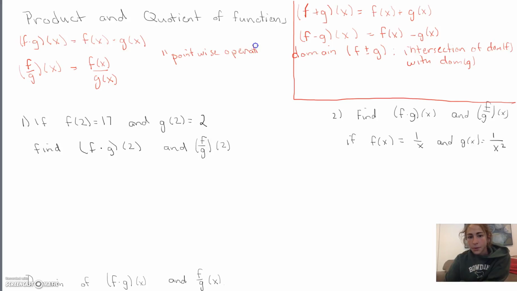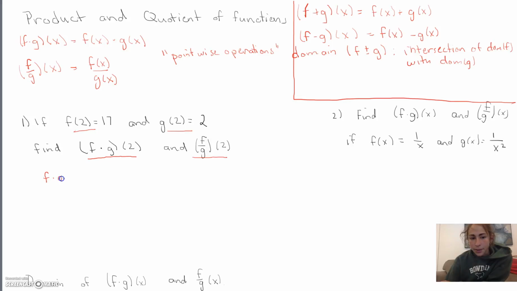It basically means we only need to know what each function is doing at a point to figure out what it's doing at that point for the combination of those functions. Here's what I mean. Say we know f of 2 equals 17 and g of 2 equals 2, but we don't know what's going on for any other value of x. We only know what's going on at 2. I can figure out what the product is at the value of 2 and the quotient at the value of 2, but I can't figure out the product or the quotient at any other value.